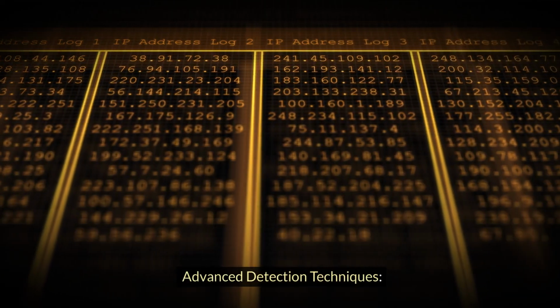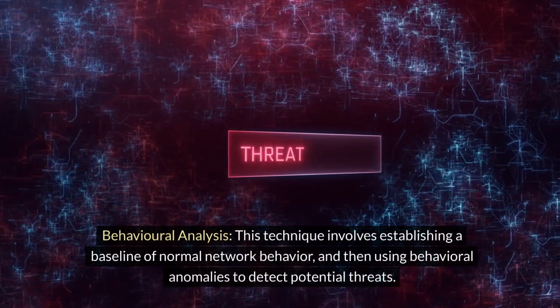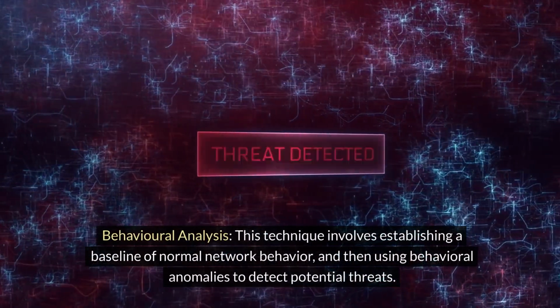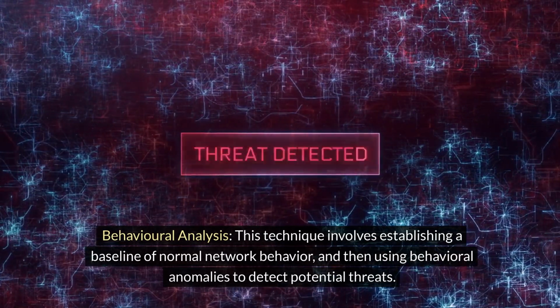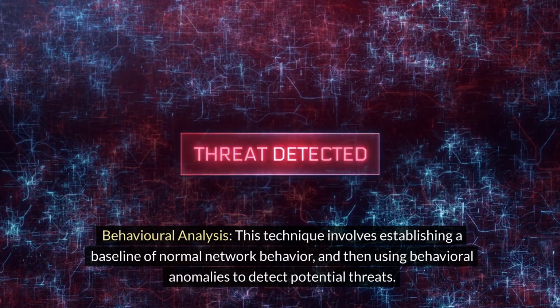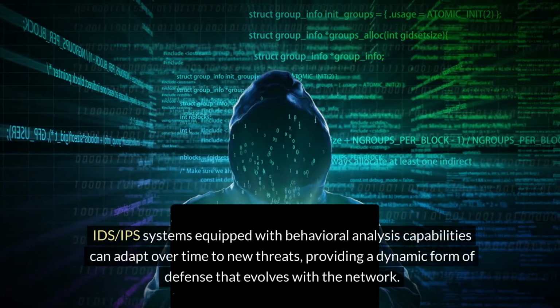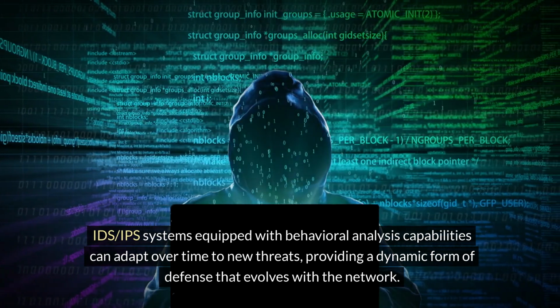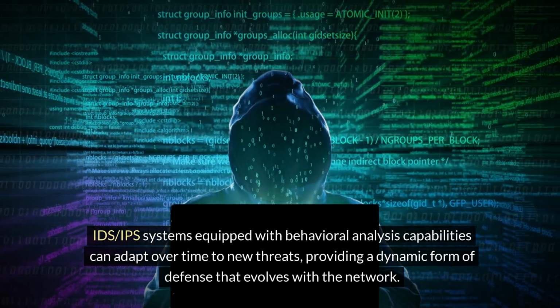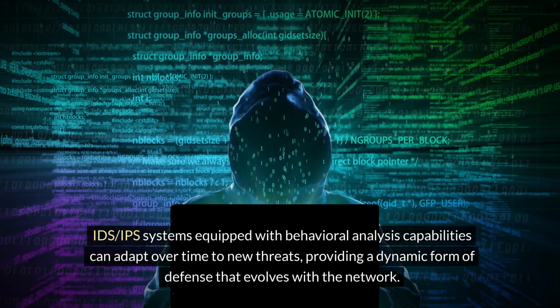Advanced detection techniques. Behavioral analysis. This technique involves establishing a baseline of normal network behavior, and then using behavioral anomalies to detect potential threats. IDS, IPS systems equipped with behavioral analysis capabilities can adapt over time to new threats, providing a dynamic form of defense that evolves with the network.